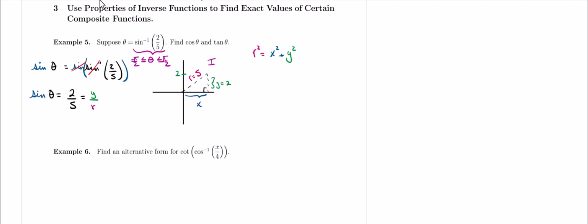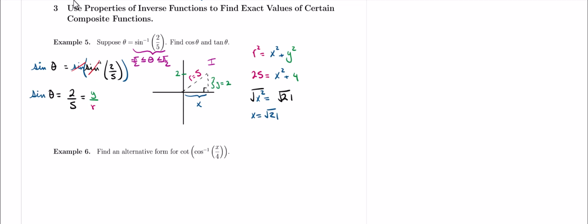Putting everything together, r is 5, so we have 25 equals x squared plus 2 squared, which is 4. Isolating x squared, we get x squared equals 21. Take the square root of both sides. Normally when taking a square root we need to include the plus or minus, but because we are in the first quadrant, we only pick the positive value. So x is equal to the square root of 21.